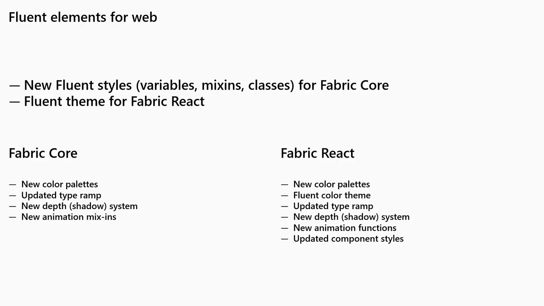We've achieved this with a set of updated visual styles that are in line with our common design language. So what this means is that for both Fabric Core and Fabric React, we've added for you expanded color palettes, an updated type ramp, a new depth system to give you shadows similar to the ones that we saw on Windows, and updated, more connected animations. Now, with Fabric Core, all of this comes in the form of additional variables, mix-ins, and CSS classes in our 10.0 release. And for Fabric React, you get all of these through an opt-in Fluent theme, which we'll go through next.